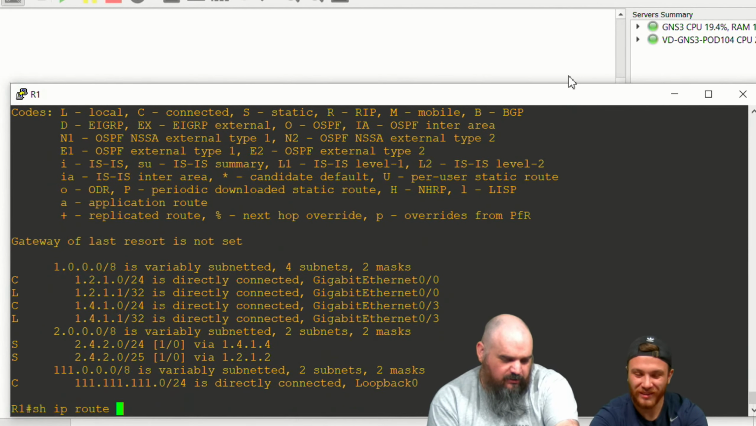You don't have to just do show IP route. You can do the IP address if you really want to know specifically where the router would send that packet. So longest match is how they get you.